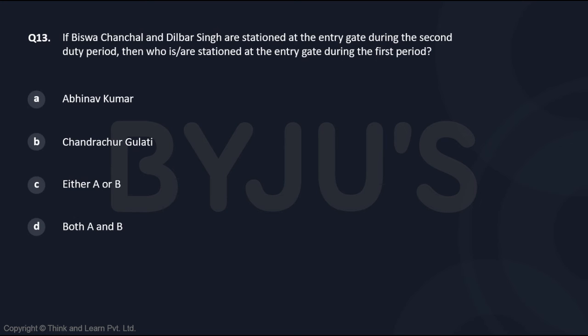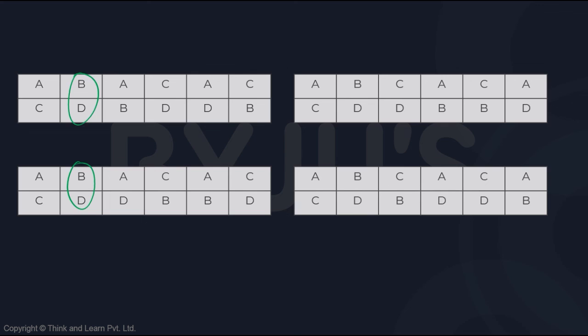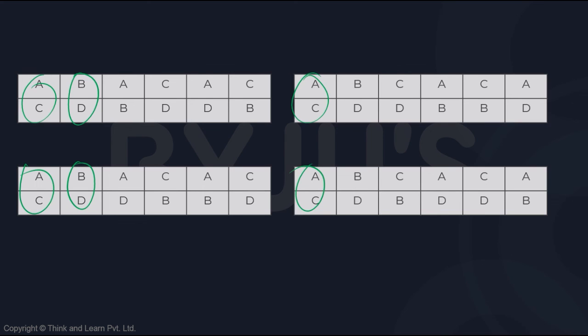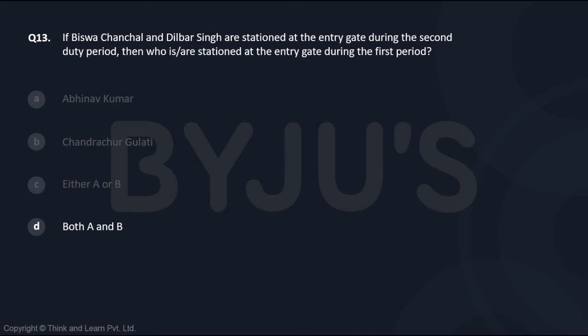Then who is stationed at the entry gate during the first period? So first period could be A or C. Entry gate first period is A or C. Okay, so Abhinav Kumar or Chandrachur, it's either A or B. Both A and B, it's not either. It is both, because we have all the four cases in which only A and C is there. So the answer is option D. So you have to be careful. This is a small trap.